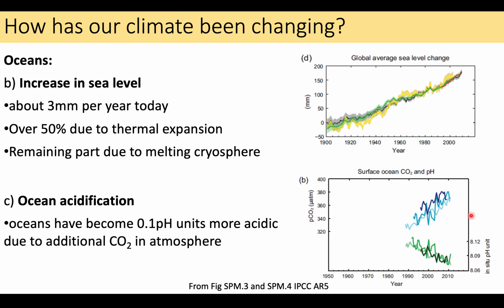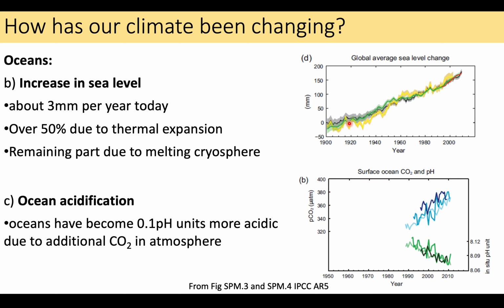So in addition to temperature, we're seeing increases in sea level, about 3 millimeters per year right now. More than half of that is due to thermal expansion. The fact that when water gets warmer, it actually gets larger in terms of volume. It takes up more space. So not only are we melting parts of our cryosphere and adding water to the ocean, the water is warming and expanding. So the water that's already there is literally getting larger, meaning we're going to see increased sea levels.